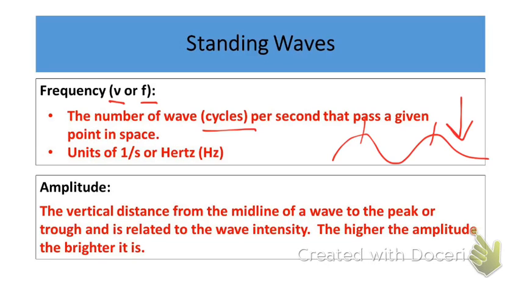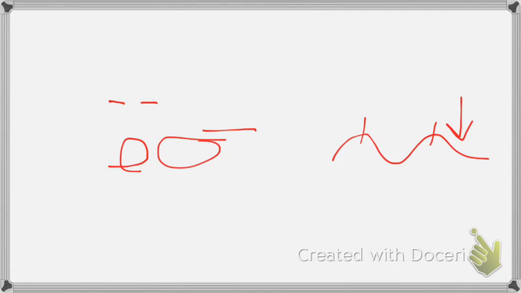Now, the way we write or use units of frequency is either cycles per second, which is 1 over a second, or hertz. So let me explain this. Let me show you. Let's go to a whiteboard. I'm going to kind of show you how this would work.